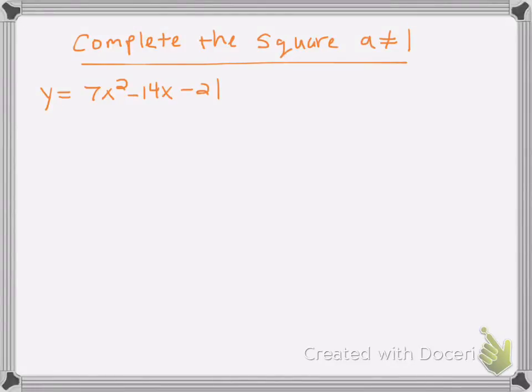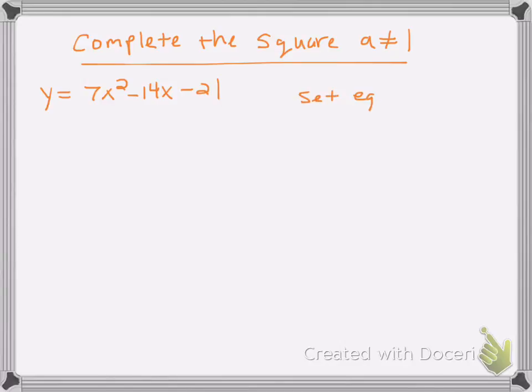In this problem we are going to complete the square so we can change it back into vertex form when a doesn't equal 1. It's a little bit different, but the same idea that we're going to be working with. We need to be able to move c values, do all that kind of stuff. So our equation is y equals 7x squared minus 14x minus 21.